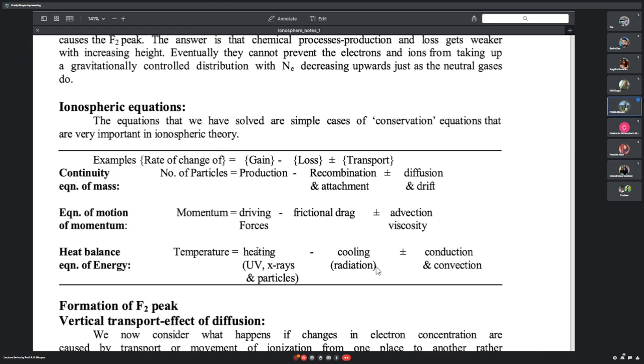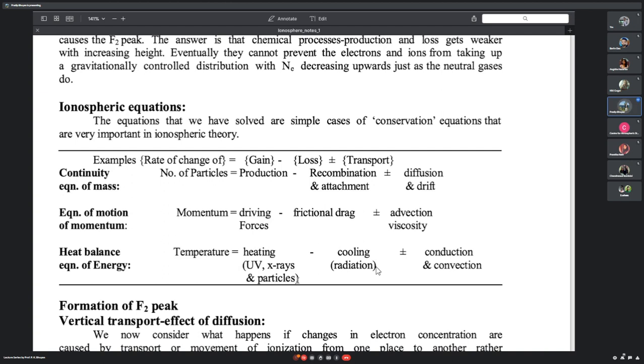Heat balance will also be different. So temperature, heating will take place because of your ultraviolet rays, because of your X-rays, and if particles also heat, particles means in this case, highly energetic particles which hit the ionosphere at the poles during solar flares or solar storms, okay, CMEs. So heating takes place of the ionospheric environment or the upper atmospheric environment. Cooling, when there is heating, there will always be cooling also. You cannot have a heating without cooling. So cooling will be there.